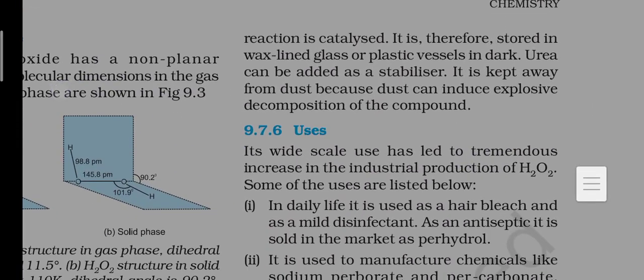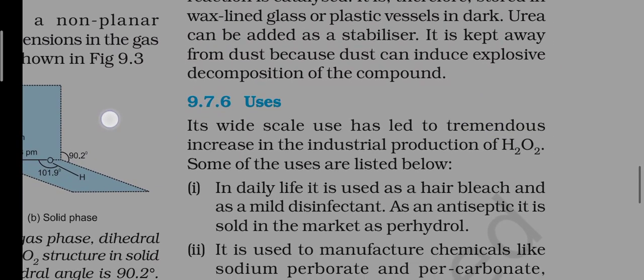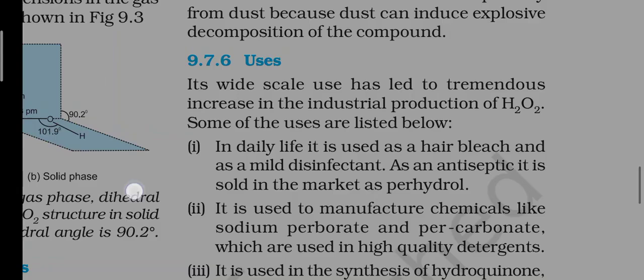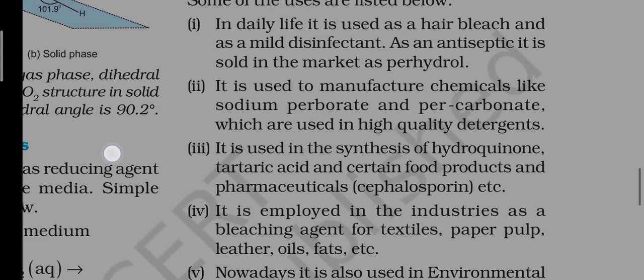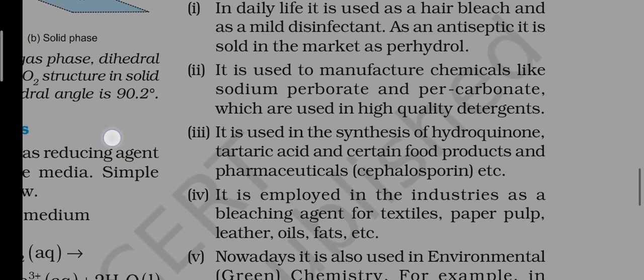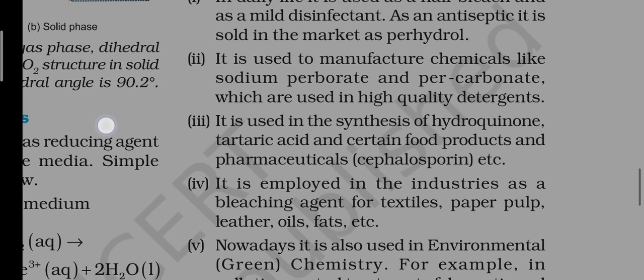It is therefore stored in wax-lined glass or plastic vessels in the dark. Urea can be added as a stabilizer. Uses of hydrogen peroxide. In daily life, it is used as a hair bleach and as a mild disinfectant. As an antiseptic, it is sold in the market as perhydrol.